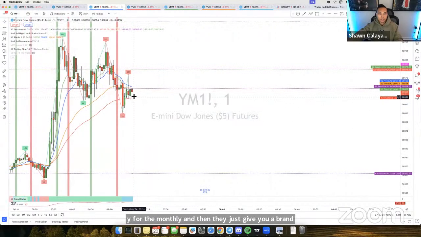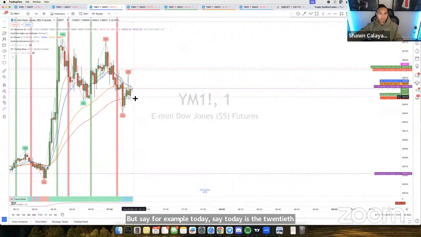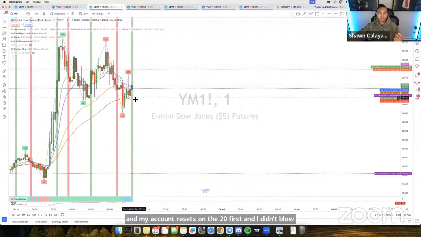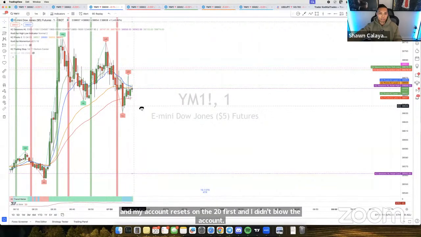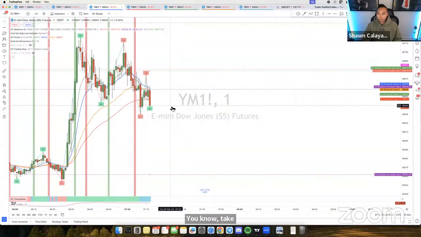But say today's the 20th and my account resets on the 21st and I didn't blow the account. Say I was $1 away from getting to my trailing drawdown. If I didn't blow the account, you don't get a free reset. You only get a free reset if the account's blown. So you have to blow the account. That's why today I was like, okay, YOLO, because I'm going to get the free reset anyways. So why not just take a risk and get past where I was aiming for. That's how the reset works.